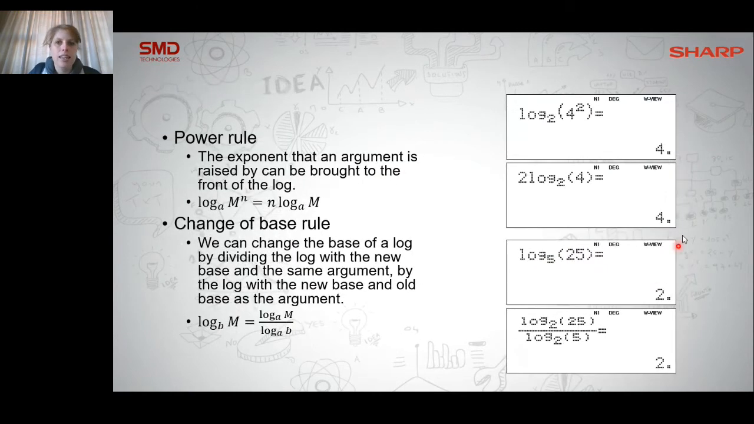Then you have the same with the power rule. If you have an argument to the power of an exponent, you can bring that exponent to the front without changing the answer or the value of the log. And of course, your change of base rule, which is very, very handy to have. If we have log base 5 and we want to change it to log base 2 or log base 10 or whatever makes you happy, the rule is you put the argument on top with the new base, divided by the old base with the new base, and the argument now becomes the old base.